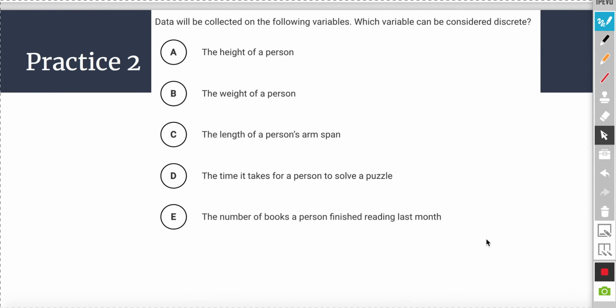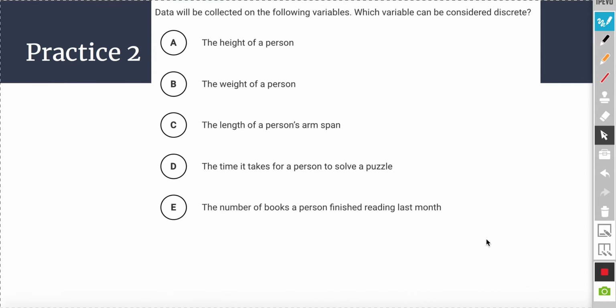Now I want you to do the same thing with the second practice question. Data will be collected on the following variables. Which variable can be considered discrete? Copy the question down with the answer choices and answer the prompt that pops up on the video.